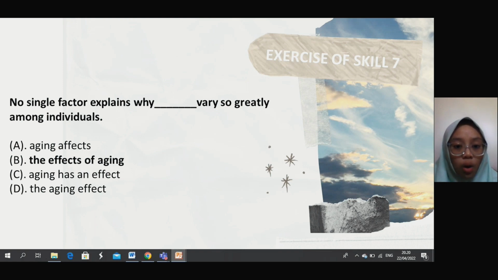No, vary without S, which means the verb without S, and the subject must be more than one. So the answer is B. Why is D wrong? Because it is singular. So far, we have looked at skill 7 noun clause connector. Now, I'd like to explain skill 8, noun clause connector or subject.